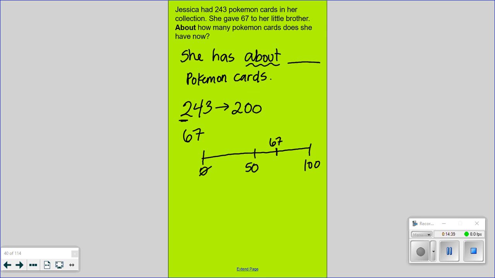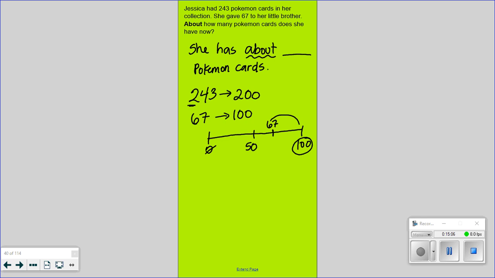So now that we put that on the number line, what is it going to round to? 100. Beautiful. So 67, we've now said, is 100. Wait, I thought it was 50. Now wait, we're not done. Jessica had 243. Jessica had about 200 Pokemon cards. She gave about 100 to her little brother. What equation would match that?